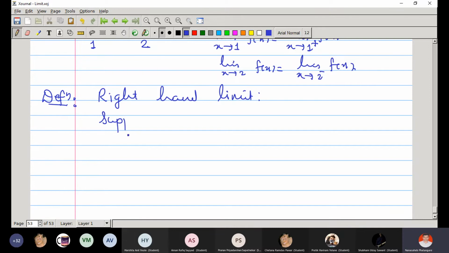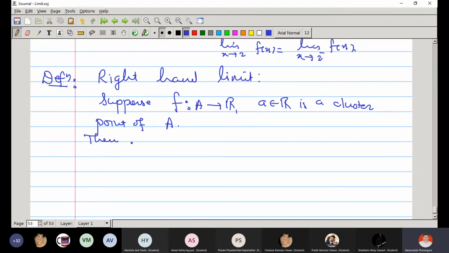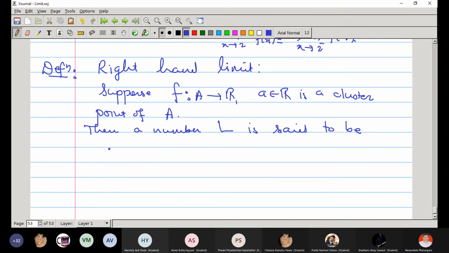Suppose f is defined on a domain, and a belongs to R is a cluster point of the domain of the function, then a number L is said to be the right hand limit of f at a if.